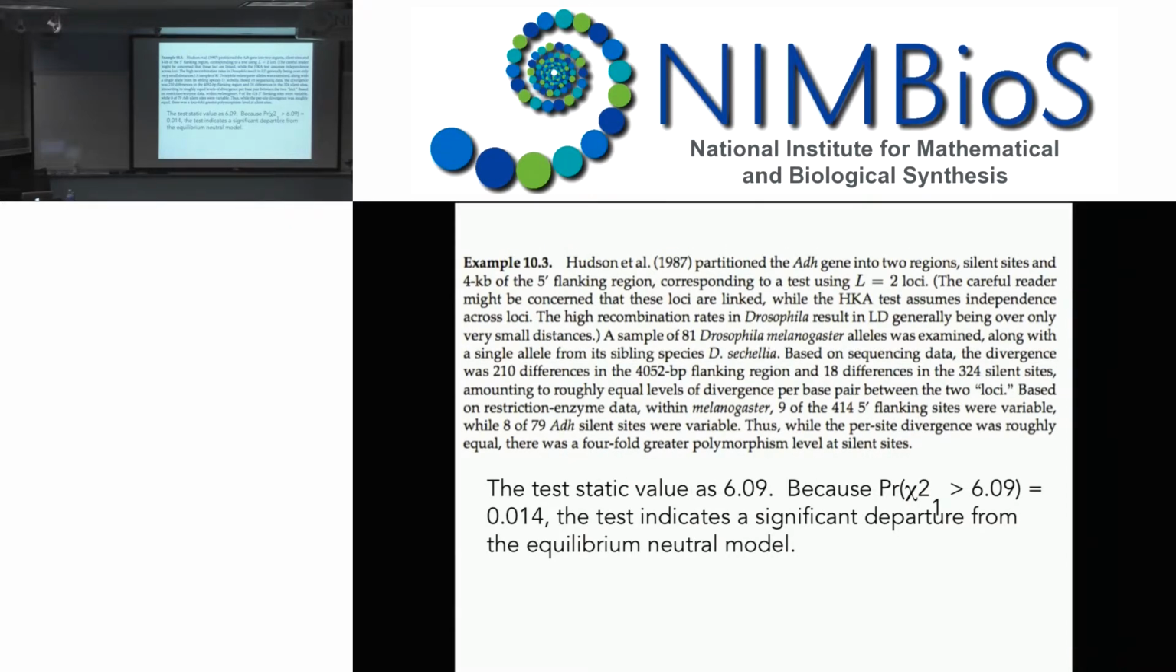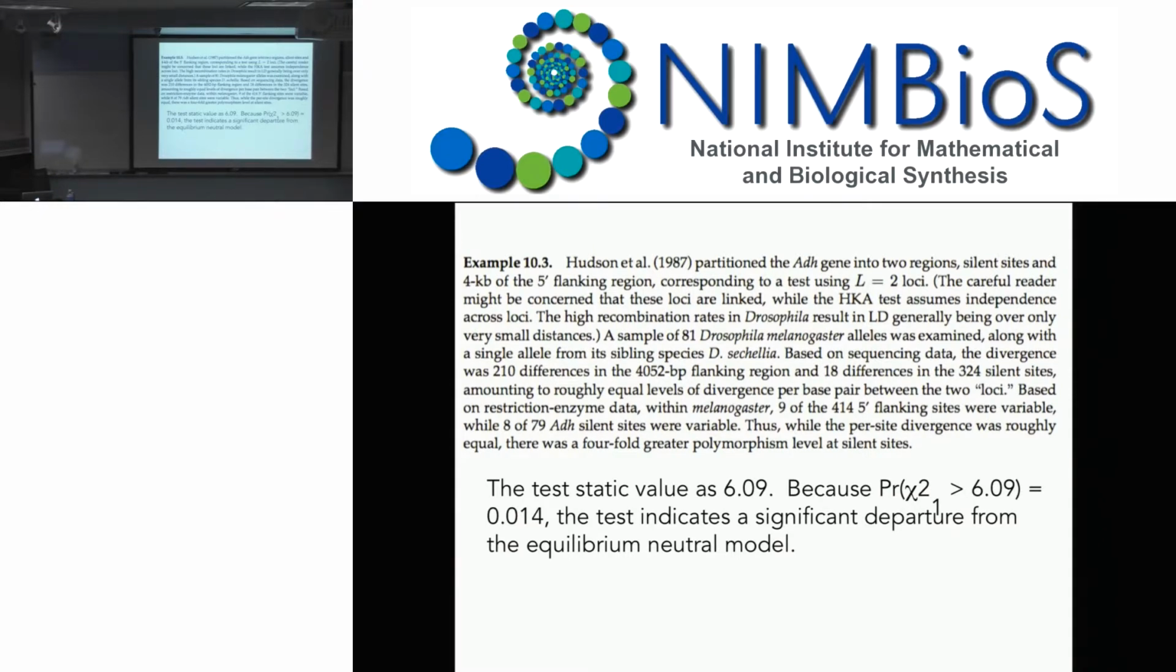Based upon sequencing data, they had 210 differences in the flanking region and 18 differences in the silent sites. They then used restriction data to look in melanogaster and found that 9 of the 414 5' flanking sites were variable, and 8 of the roughly 80 silent sites were variable. You can then plug these numbers in. The book goes through those calculations. You then get a test statistic of about 6.